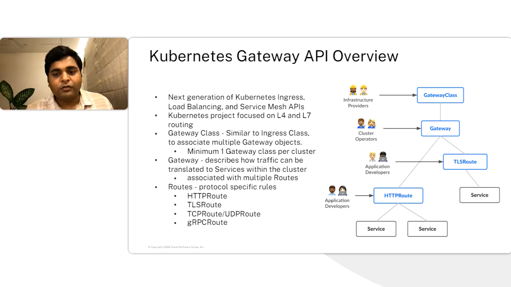There are multiple routes, as you can see, created by the community, starting with HTTPRoute, TLSRoute, TCPRoute, and gRPCRoute. We will focus more on the HTTPRoute for today's demonstration. But as and when the community adds more and more routes, application developers would have the choice to write their own Route resources.